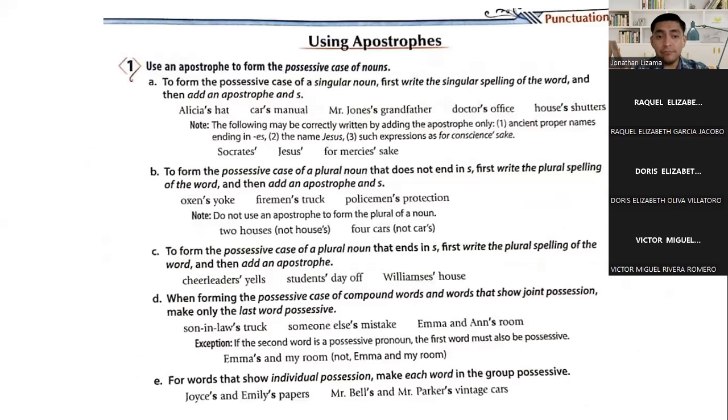Si ambos muestran posesión individual, entonces sí se le puede colocar el apóstrofe a ambos, pero que ambos digan que algo les pertenece a cada uno. No una descripción como la de Emma and Anne's room, ¿verdad? Ese cuarto es de las dos, no es un cuarto individual para cada una. En este caso es de las dos, pero en el de abajo no: los papeles de una persona y los papeles de la otra persona. Por eso el apóstrofe en los dos sustantivos.